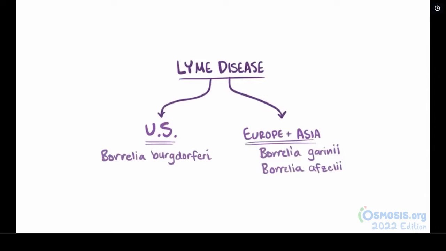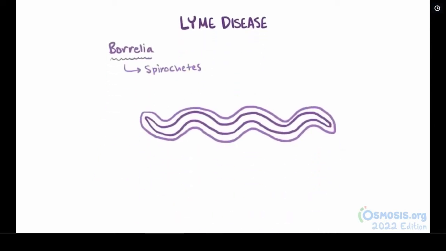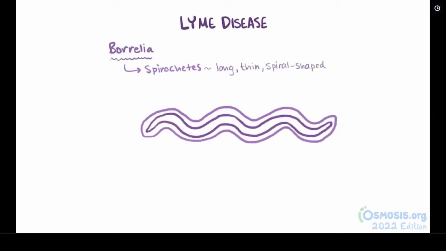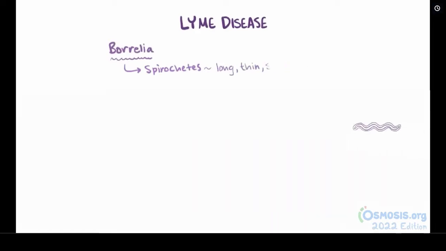In fact, in 2015, researchers from Mayo Clinic discovered a new bacterial strain causing Lyme disease and decided to name it Borrelia mayonii. So these Borrelia bacteria are all spirochetes, which means that unlike other bacteria, they're long, thin, and spiral-shaped, and they spin or twist to move around.